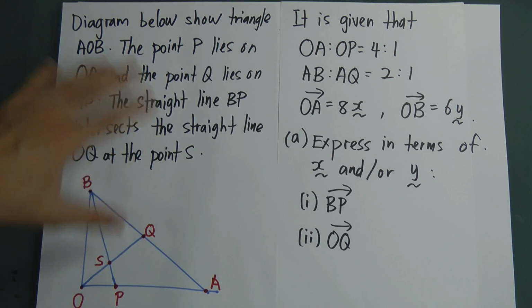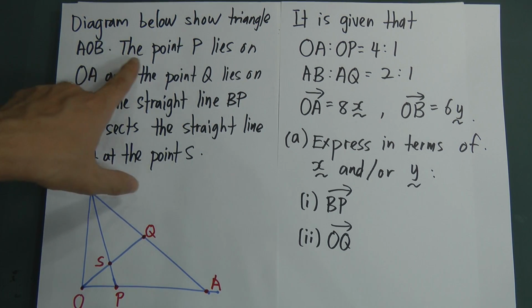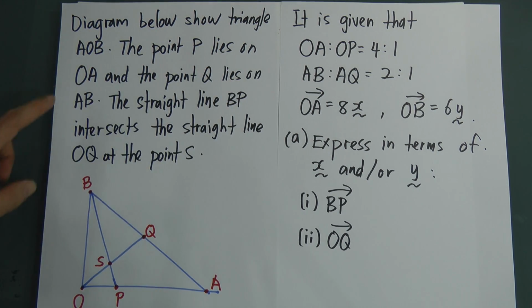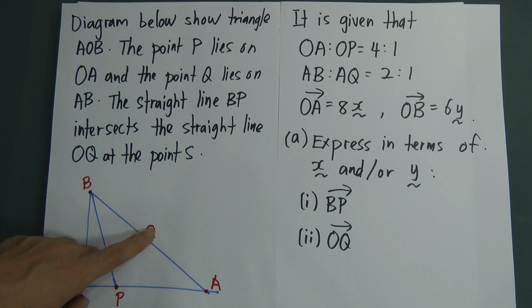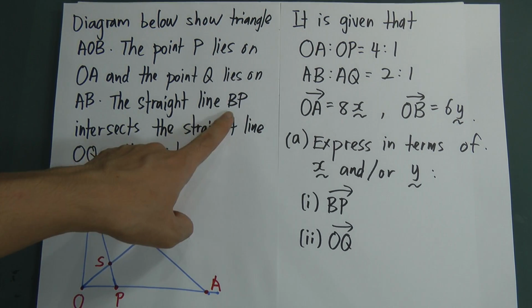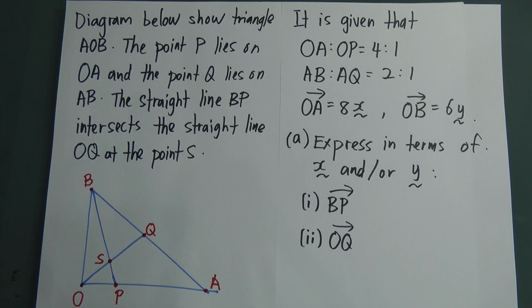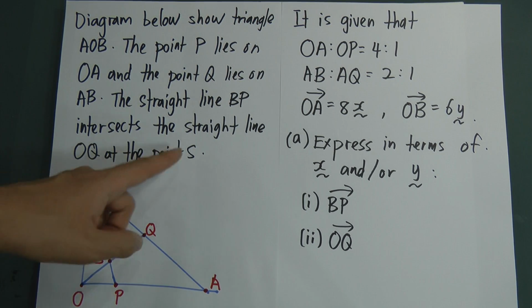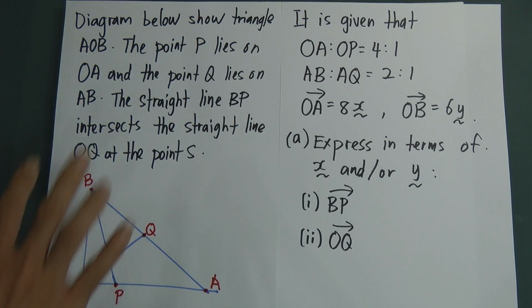The question mentioned here is: the diagram below shows the triangle AOB. The point P lies on OA, means P lies on the line OA, and the point Q lies on AB. Q lies on the line AB. And then the straight line BP intersects the straight line OQ at the point S. Both of these straight lines intersect at the point S. Okay, nothing special over here.